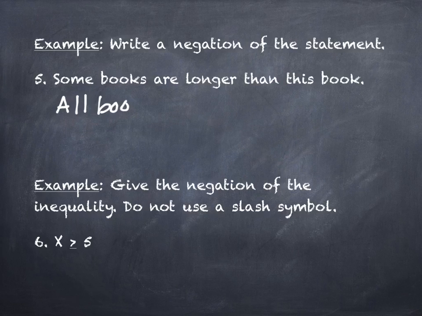So I'm going to say all books. I need a statement that makes this statement false. So I have two options. I either say all books are longer than this book, or all books are not longer than this book. Which one makes the statement false? Not longer. Because if some books are longer than this book, and I said all books are longer than this book, that's just a stronger statement than the statement I started with, right? Some books are longer, all books are longer. I didn't change the meaning behind the words. So I would say all books are not longer than this book.